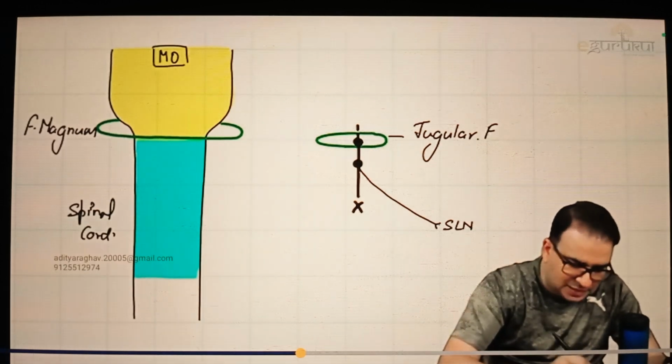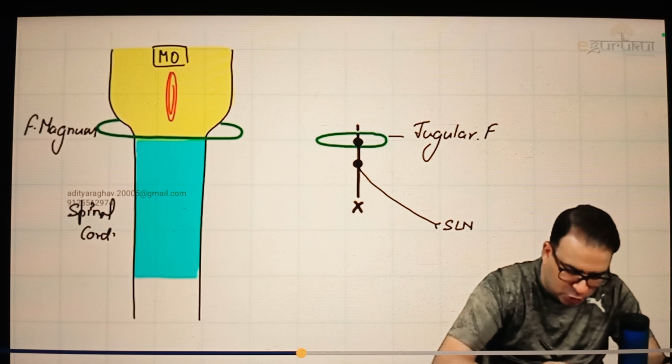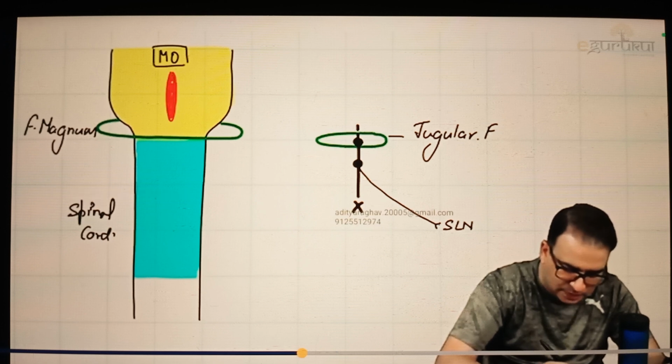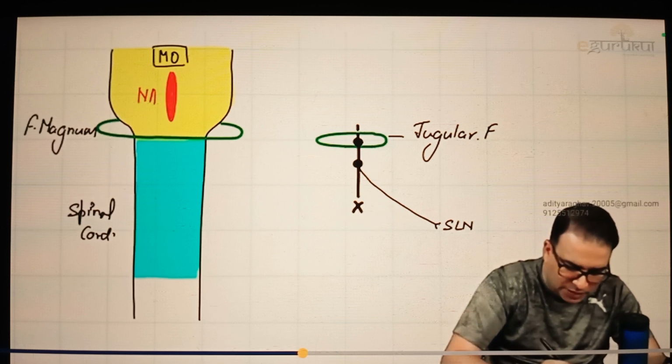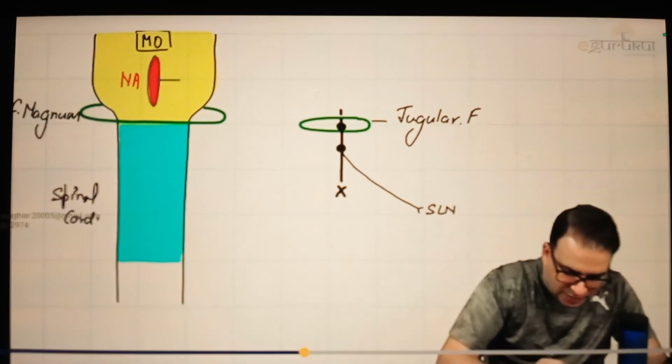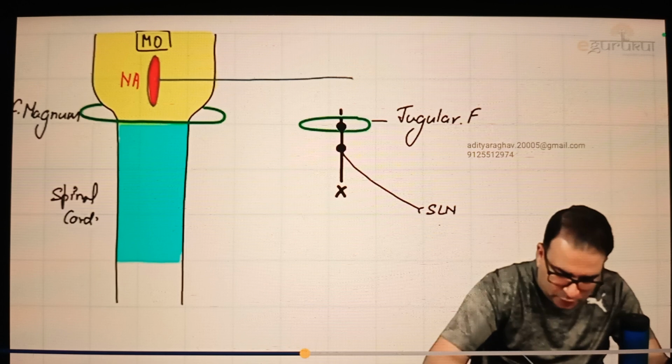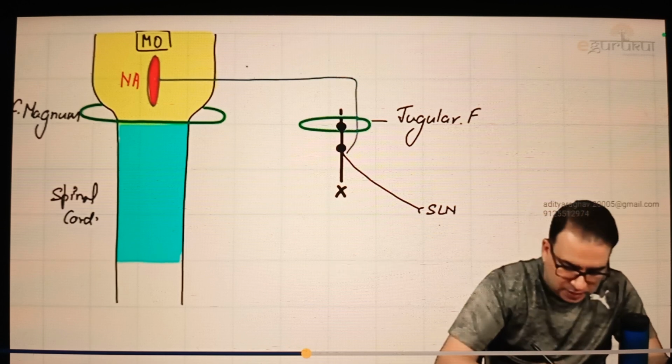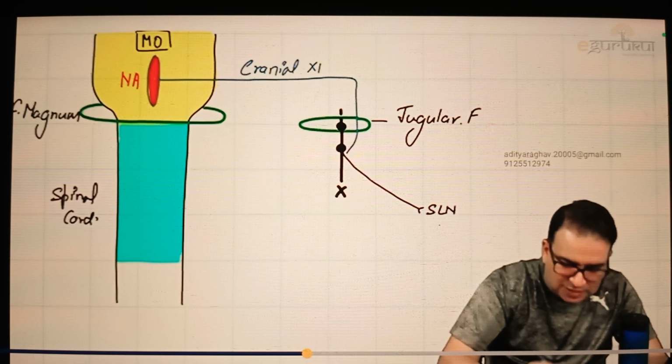What will the cranial accessory nerve do? Now, as we said, the origin of the cranial accessory nerve is from this nucleus in the medulla oblongata. That is the nucleus ambiguus. Let us say in the medulla oblongata, here is the nucleus ambiguus. Starting from the nucleus ambiguus, the cranial accessory nerve will come out individually. It will leave the jugular foramen individually and join the vagus nerve just below the superior ganglion. This has a cranial origin, so that is cranial accessory.